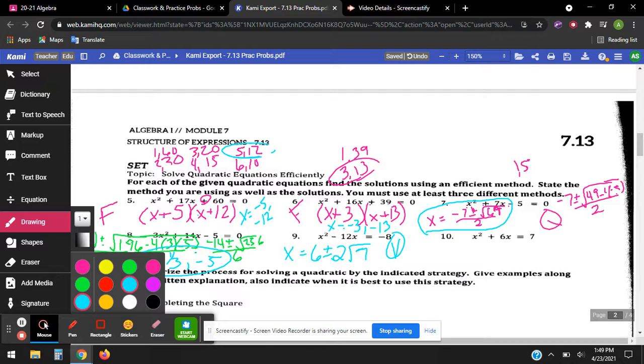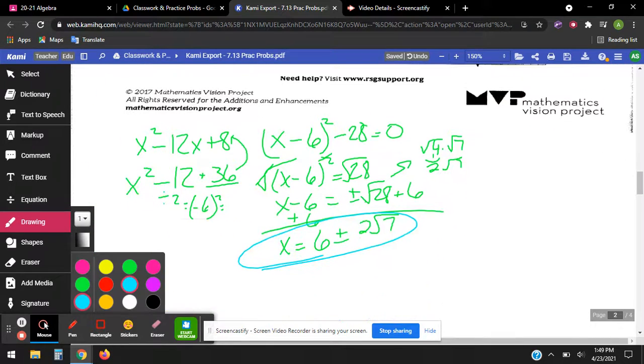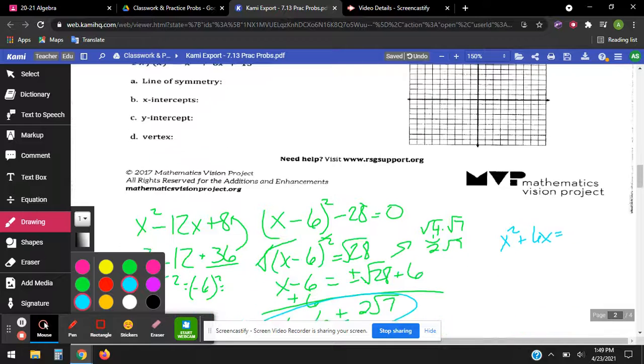All right, last one, x squared plus 6x equals 7. X squared plus 6x equals, is it 7? So we need to do minus 7.